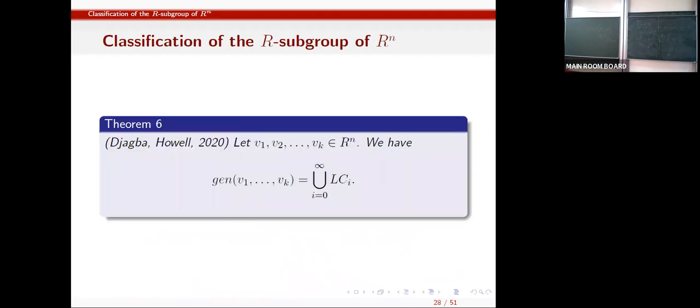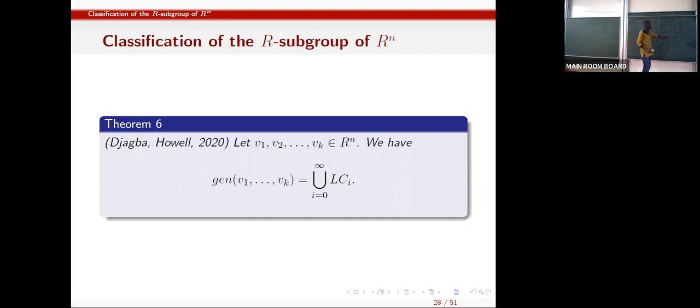So now we need to show that it is the smallest, because Gen is the smallest R subgroup containing V1 up to Vk. So let's define X, which is an R subgroup containing V1 up to Vk. Now we need to show that the union of L_C^i is a subset of X. We can prove that by induction, which means that for every n, L_C^n is a subset of X.